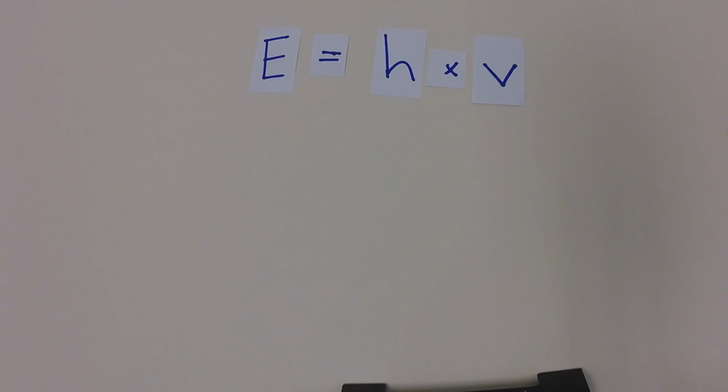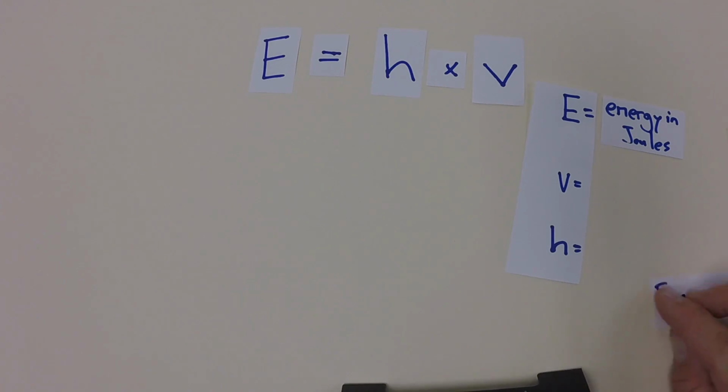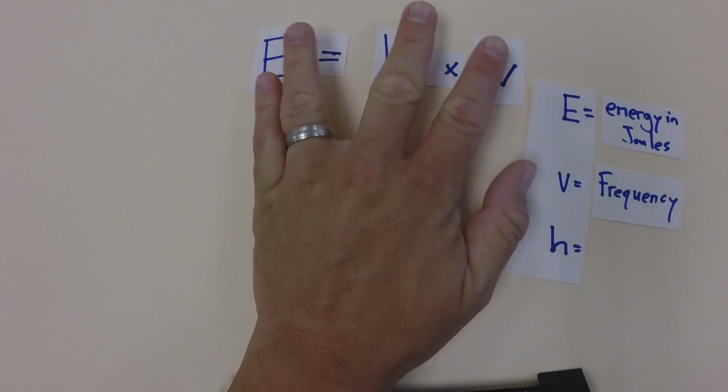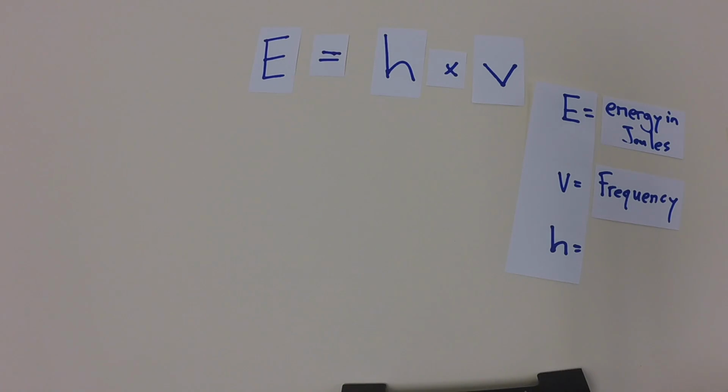So to review what our terms are here, E is energy in joules. ν, which is actually a Greek letter, it's not technically V, but it looks like a V, so we'll call it V, equals frequency. That's how frequently the light passes by a given point. And h is Planck's constant. Planck's constant is equal to 6.63 times 10 to the negative 34, and that's joules times seconds as the units.